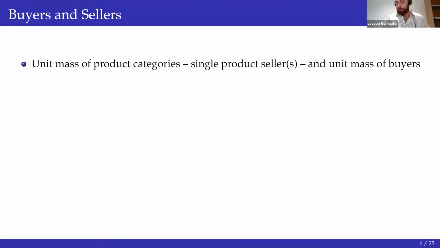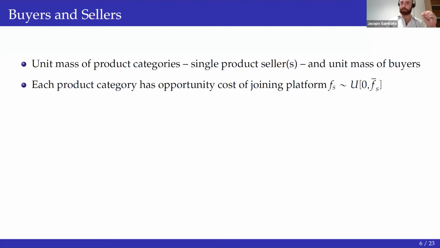Now, to jump right into how the model is set up, I start by considering how buyers and sellers are modeled. I then move to the selection of the platform and the regulator, and then I would like to discuss a little bit some of these assumptions to contextualize them given the problem at hand. So we think of buyers and sellers as unit masses of product categories on one side, in which each seller sells a single product, and they're either alone in the product category or there are two of them competing on a Hotelling line, as I mentioned, and a unit mass of buyers.